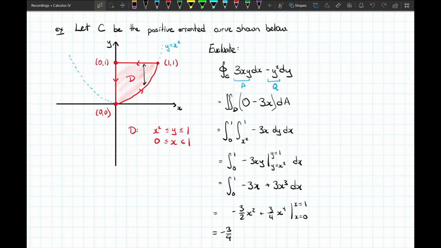Now, of course, you could try this out by finding a parameterization of each of these 3 line segments and doing 3 separate line integrals, but that's going to take several more steps than just evaluating this as a double integral. All right, now I've set this next example up to show another property about vector fields.